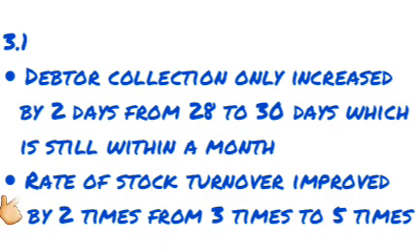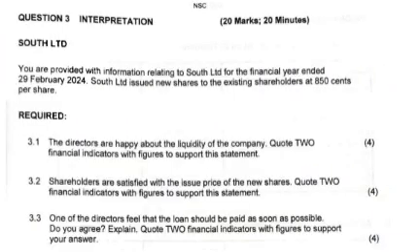Then lastly, the rate of stock turnover improved by 2 times, from 3 times to 5 times, meaning the rate at which we restock. If we are only restocking 3 times, it means our stock is taking longer. But if we have to restock 5 times in 1 month, it tells you that 5 times we had sold out our stock and had to go restocking. That is a good thing, and that's why our directors would be happy.